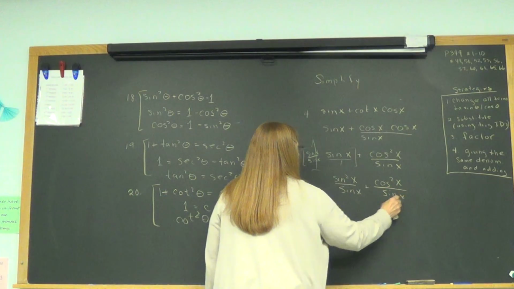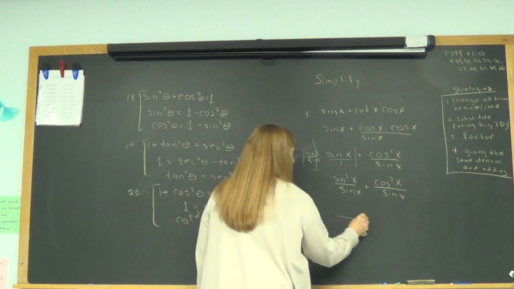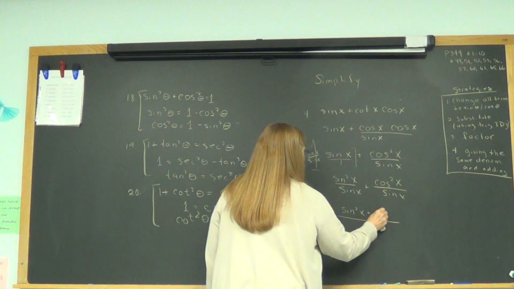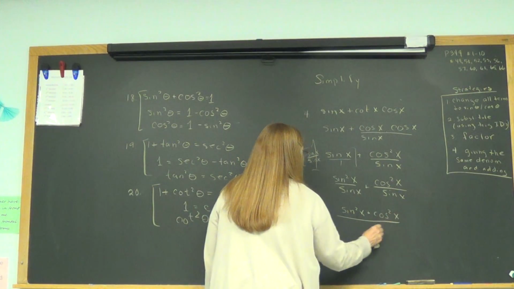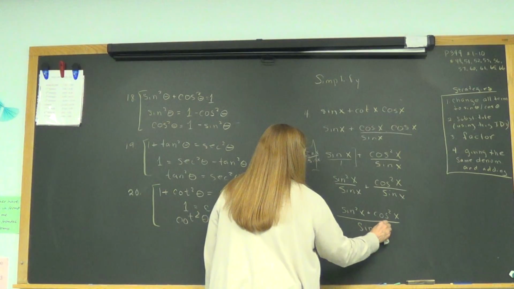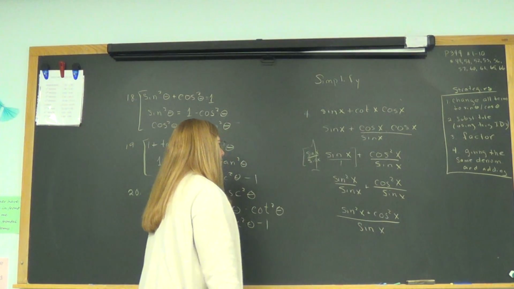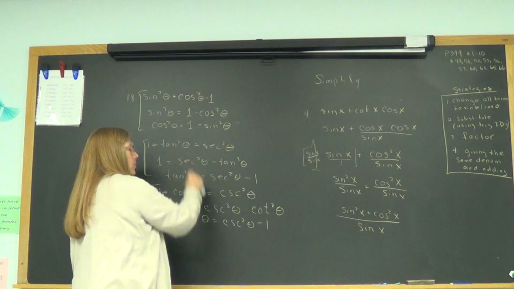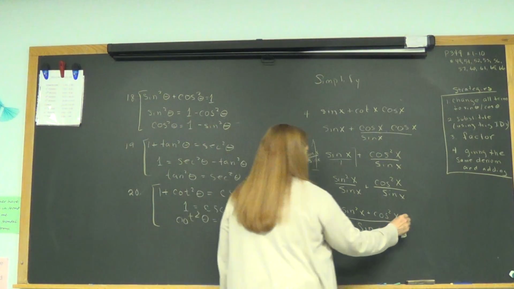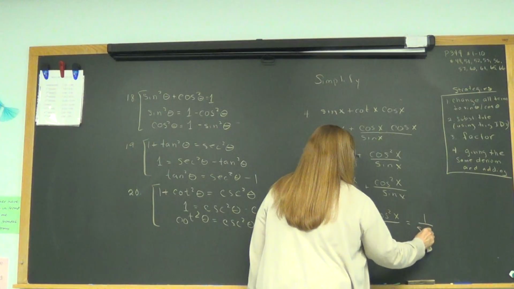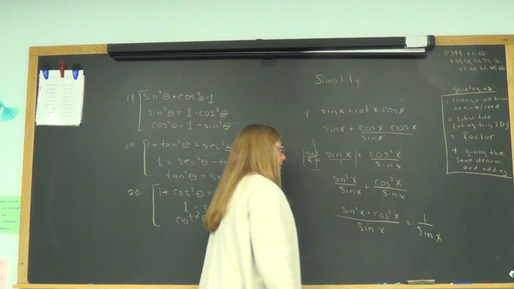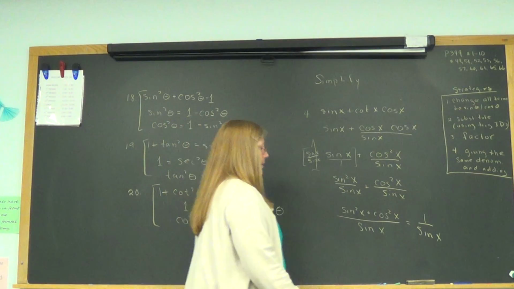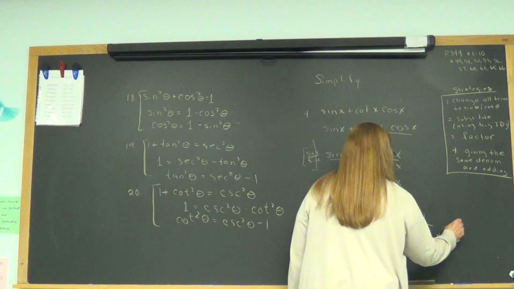Now that they have the same denominator, I can add them. You add the tops, add in the numerator, and have the common denominator in the bottom. So sine squared x plus cosine squared x is 1. Should we stop there? If we can get rid of that fraction line, we want to. So the reciprocal of sine x is cosecant.